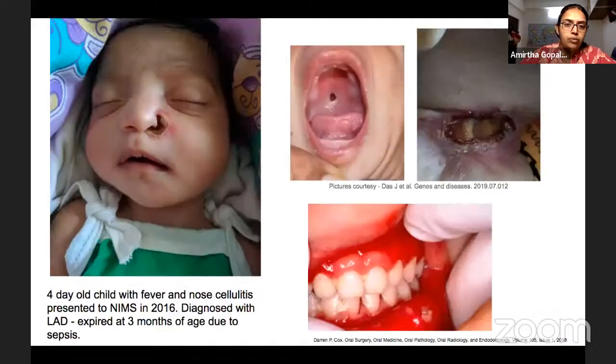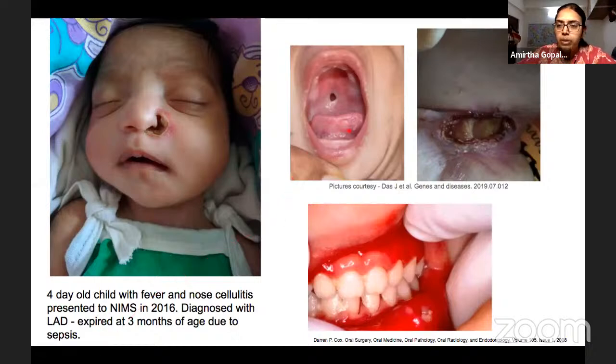So some pictures of children. So this is another 4-day-old child who presented to NIMS in 2016. The child came with fever and cellulitis of the nasal bone, and again severe leukocytosis, and there was history of delayed cord fall in this child as well. The lymphocyte subset analysis and serum immunoglobulins were normal again. And with the help of flow cytometry, we were able to diagnose LAD. However, the child expired at 3 months of age because of severe sepsis.